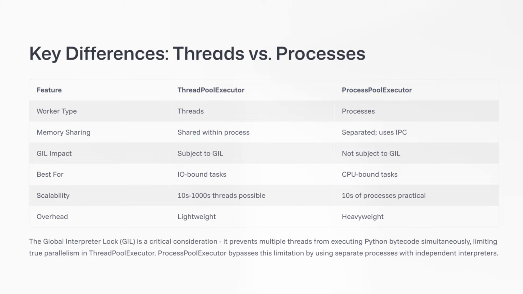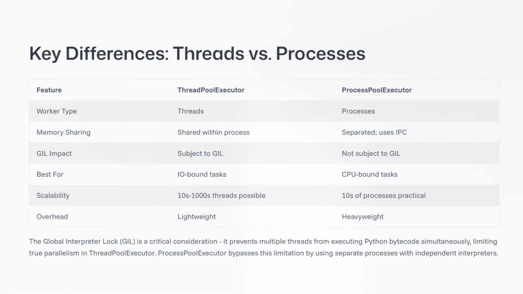So the key differences between threads and processes, on the grounds of features, for the ThreadPoolExecutor and the ProcessPoolExecutor. For the worker type, ThreadPoolExecutor works with threads, but the ProcessPoolExecutor works with processes. On memory sharing, ThreadPoolExecutor is shared within the process, but the ProcessPoolExecutor is separated. It uses IPC. GIL impact: ThreadPoolExecutor is subject to the GIL, but the ProcessPoolExecutor is not subject to the GIL.